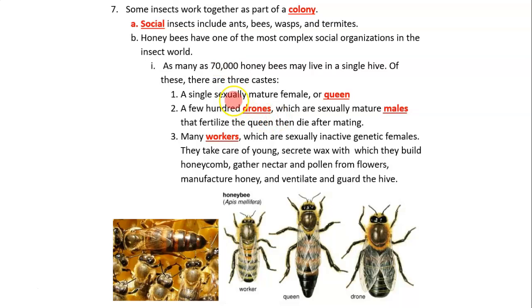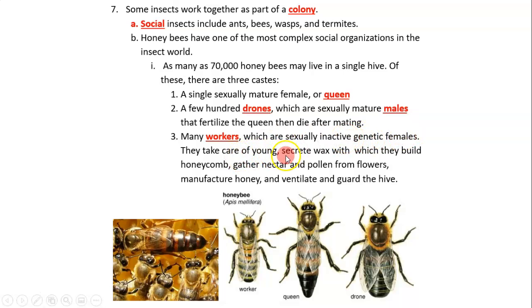You have a single sexually mature female or queen, which you can see right here at the bottom. You have a few hundred drones right here on the bottom right, which are sexually mature males that fertilize the queen, then die after mating. And then you have the bees that we mostly encounter, which are the worker bees here on the left, which are sexually inactive genetic females.